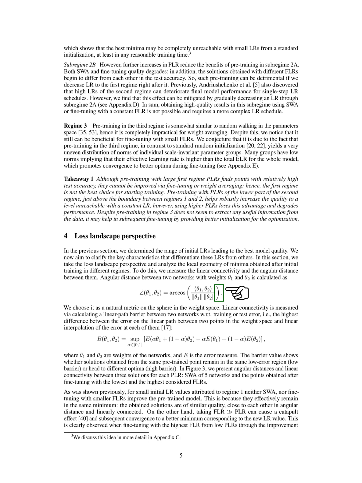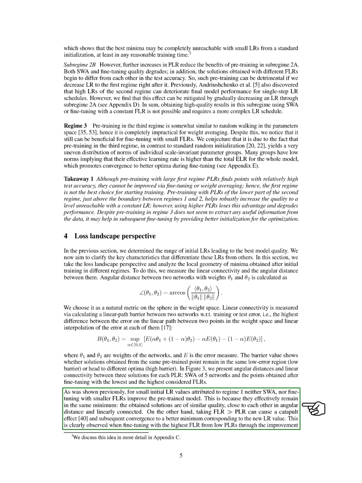Linear connectivity is assessed by calculating the highest difference in error along a linear path between two networks. The barrier value indicates whether solutions from the same pre-trained point remain in a low error region or diverge to different optima. We present angular distances and linear connectivity for 3 solutions for each PLR, SWA of 5 networks and points obtained after fine-tuning with the lowest and highest FLRs.